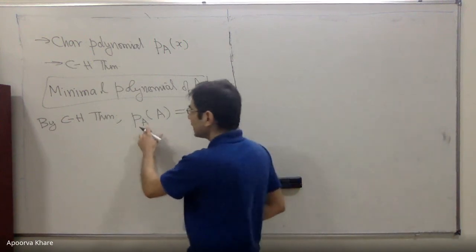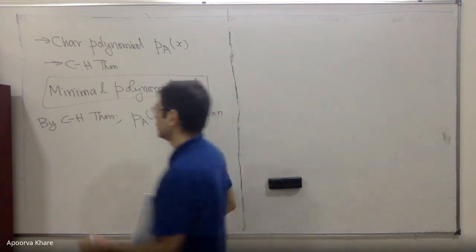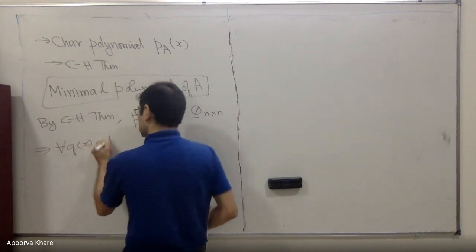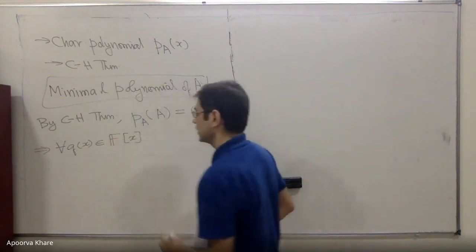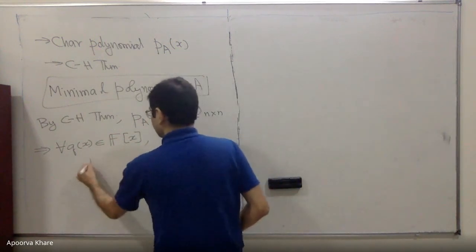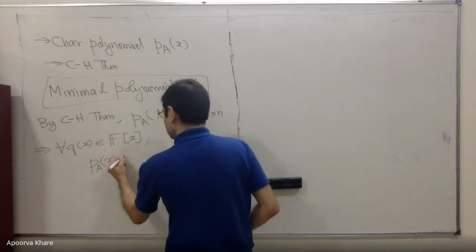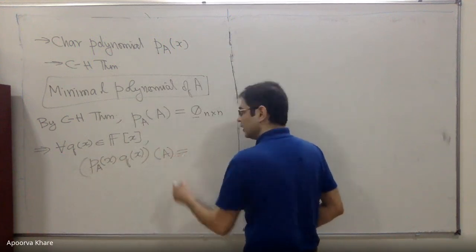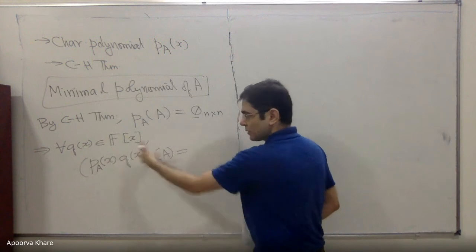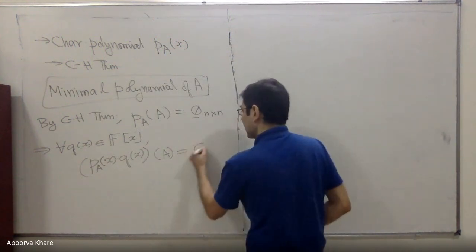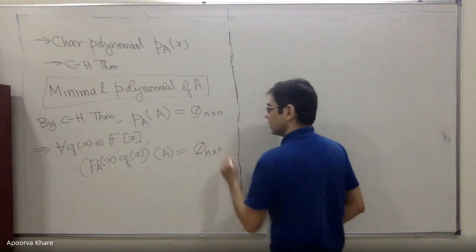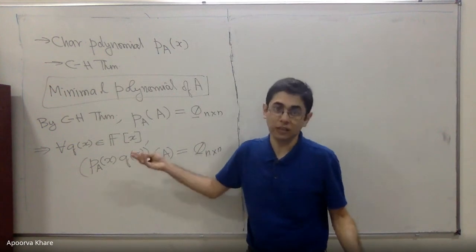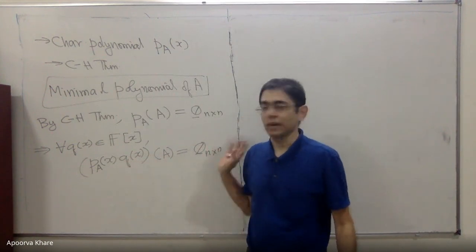So in particular, if you multiply this polynomial by any other polynomial, let's call it q of x, belonging to F[x], meaning for all polynomials, if you look at p_A(x) times q(x) and evaluate this polynomial at A, then you get p_A(A), which is 0, times some other matrix, which I don't care what it is, and I always get 0. So from one polynomial, I've just gotten a large number of polynomials, in fact infinitely many of them, all of which kill A.